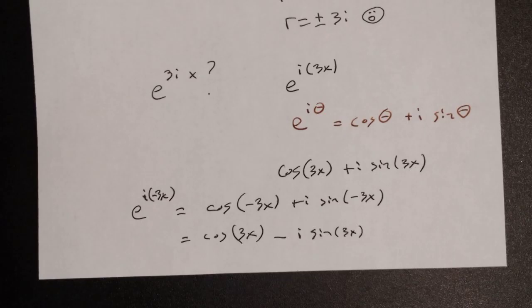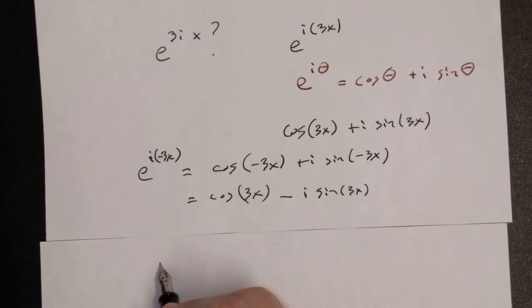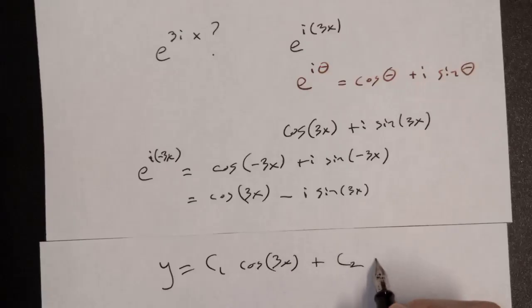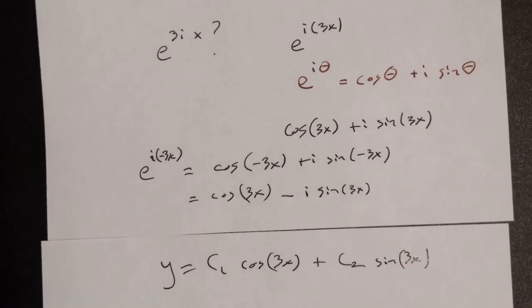Linear independence. If I take the Wronskian, it turns out if I add these two together, what happens with the sine terms? And if I subtract the two, the cosine will cancel, right? So I really don't need the i. I just need the cosine part and the sine part. The correct final solution to this is y equals c1 cosine 3x plus c2 sine 3x.